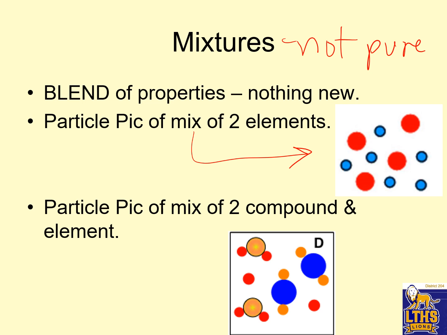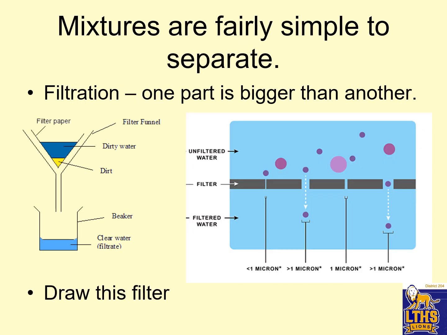So here's a particle picture of 2 compounds and an element. See if you can pick out the compounds. Wait for it. Compound. So there's 2 different kinds of compounds. Element. So all of those pieces have a different identity, and they keep their identities. Okay. All right. So mixtures are fairly simple to separate.